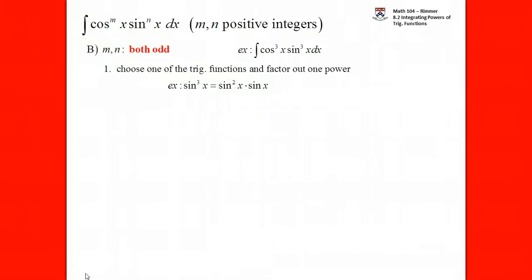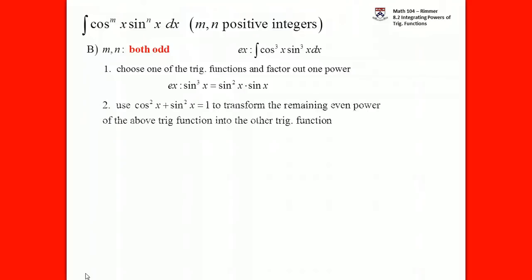Sine cubed is going to be sine squared times sine. But I can't leave that sine squared like that. I go to the identity: sine squared plus cosine squared is 1. And I trade it in for the other trig function. I call it 1 minus cosine squared. This is all me attacking the odd power, the one I chose. It's the same technique, though.